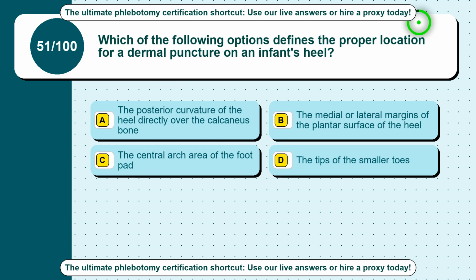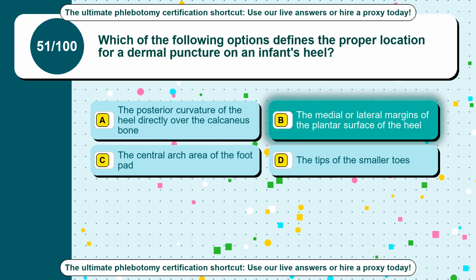Question 51. Which of the following options defines the proper location for a dermal puncture on an infant's heel? Option A. The posterior curvature of the heel directly over the calcaneus bone. Option B. The medial or lateral margins of the plantar surface of the heel. Option C. The central arch area of the foot pad. Option D. The tips of the smaller toes. The correct answer is option B.